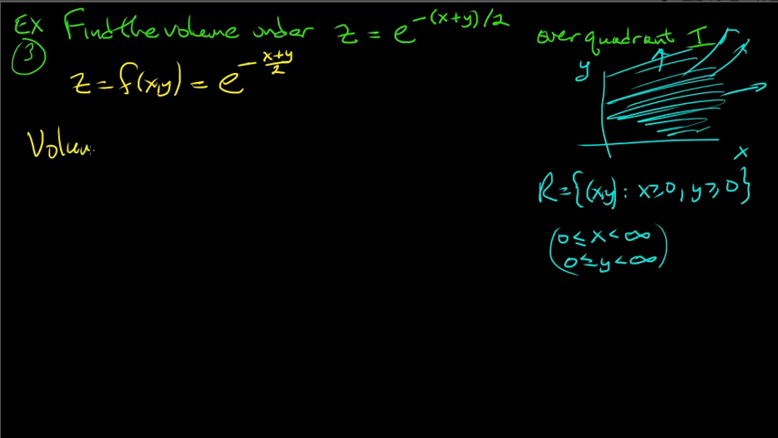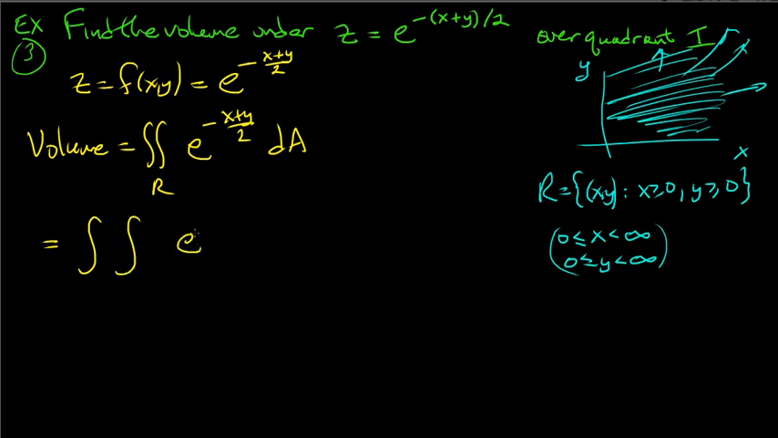So if we want to calculate this volume, we need to do the double integral, and we know what the function is. It's e to the negative x plus y over 2. To calculate this double integral, we use Fubini's Theorem, and we translate this to an iterated integral, dy dx or dx dy.